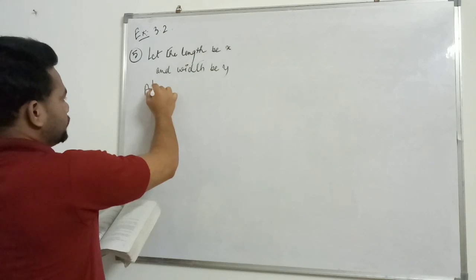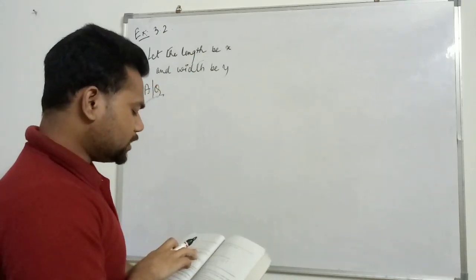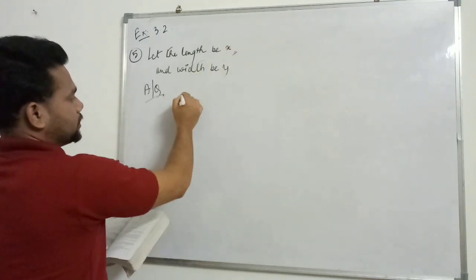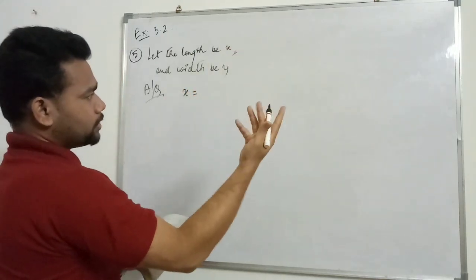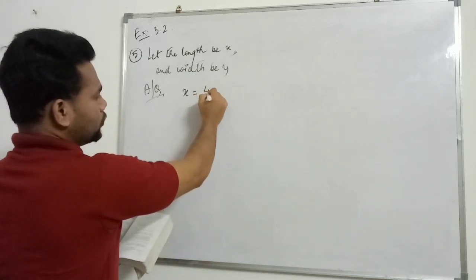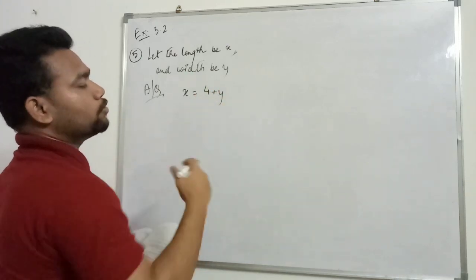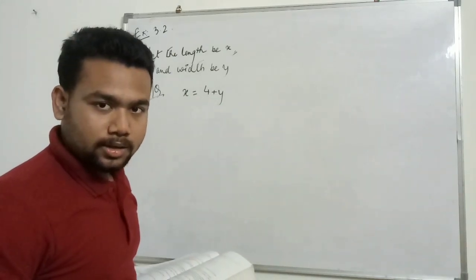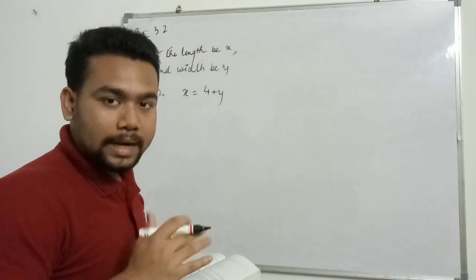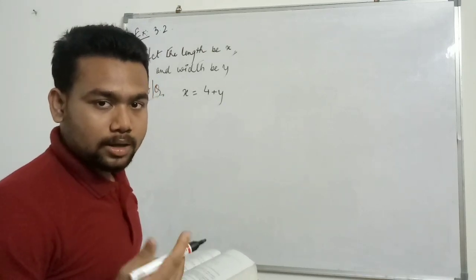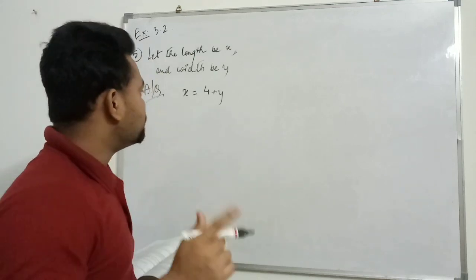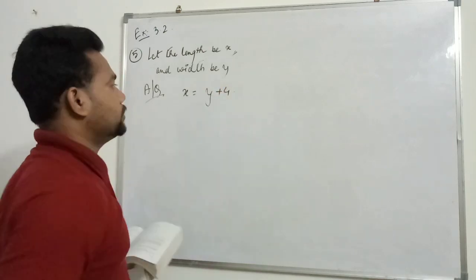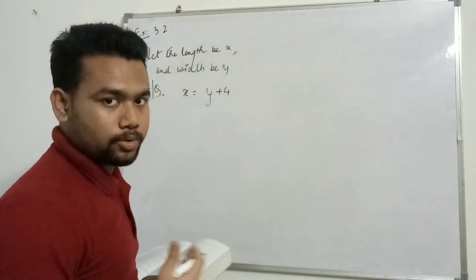According to the question, length is 4 meters more than its width. Length is x, so x would be 4 plus y, or you can also write y plus 4. 4 more means we have to add it. If the question says 4 less, then you have to subtract, y minus 4. So it's better to write it as y plus 4; this is the right pattern to write.